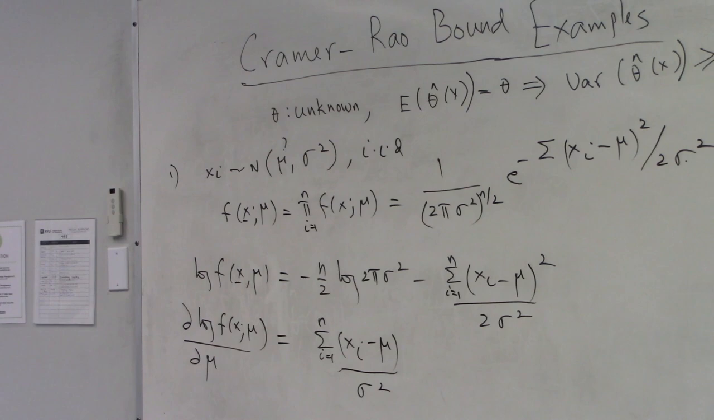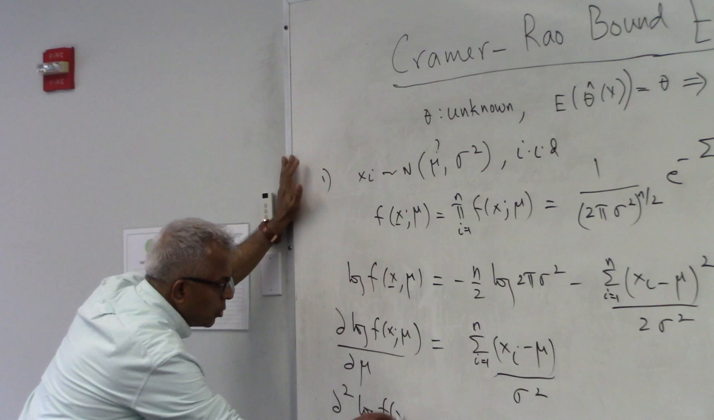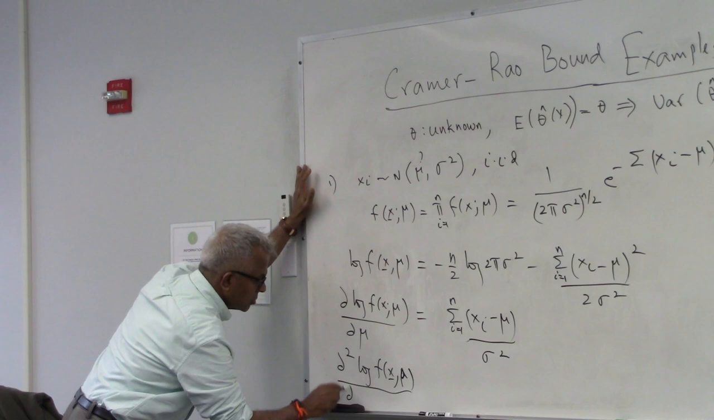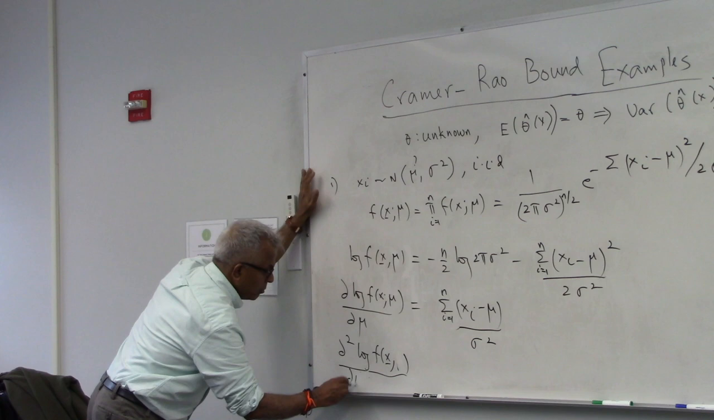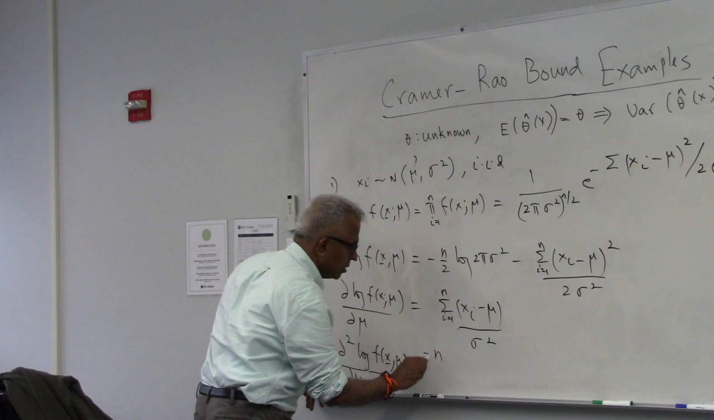So remember, we have two expressions. We can either square this, or take the second derivative. I'll do it both ways. So let me take the second derivative, d squared over d mu squared, so the derivative with respect to mu. This is n times mu, so this gives minus n over sigma squared.